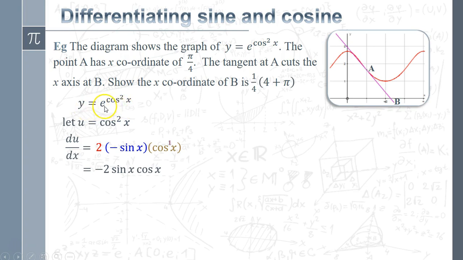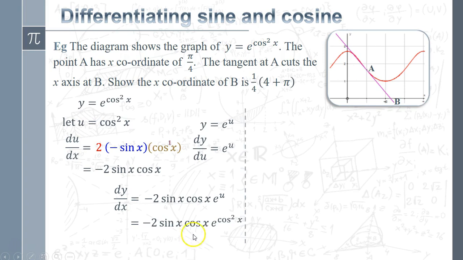So we said let u equal cos squared x. So that means I've now got y equals e to the u. dy du equals e to the u. So that gives us dy dx is minus 2 sine x cos x times by e to the u. And u, reverse the substitution, cos squared x. So that's our gradient function, which is a whole world of trig and exponential functions. But let's not get freaked out about it. Let's just proceed as per normal.